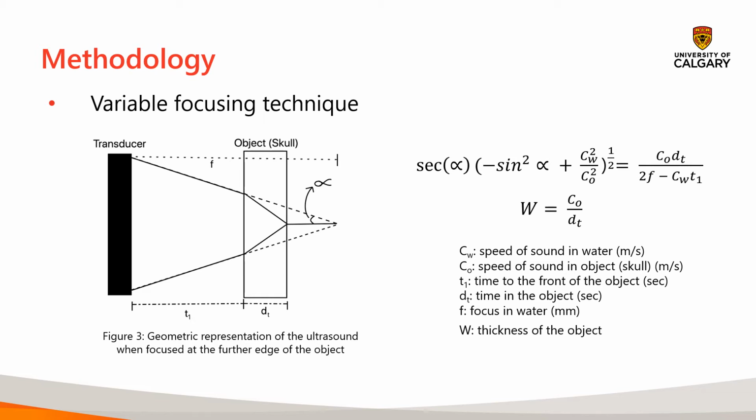We use the focus distance from the transducer to the further edge of the material and the ultrasound echo of the material to estimate its acoustic properties. The equations on the right are used to estimate the speed of sound and the thickness of the material. We use differences in geometry between the free water conditions and with the material, and the ultrasound echo principles for the estimation.